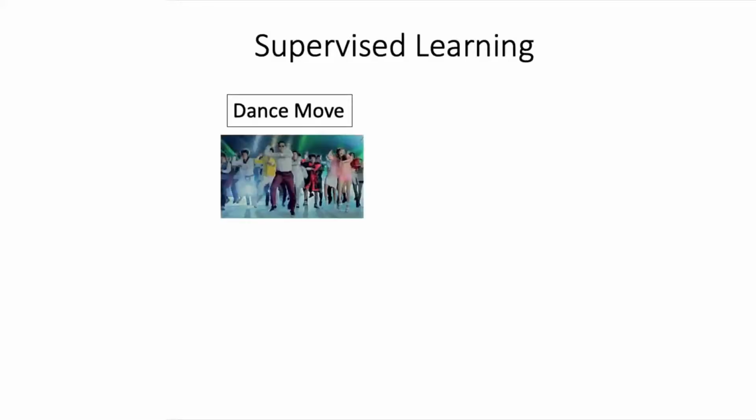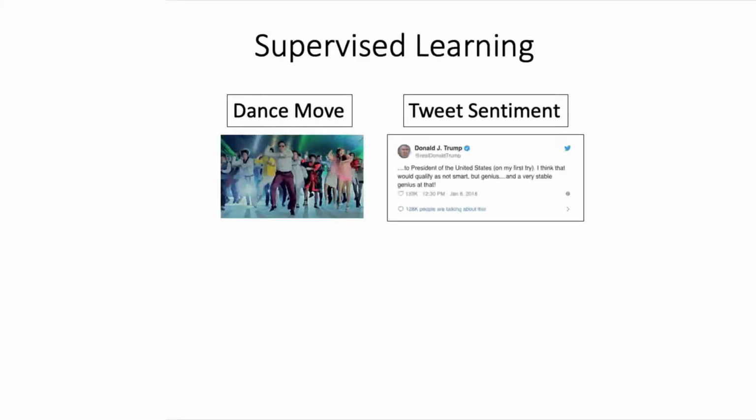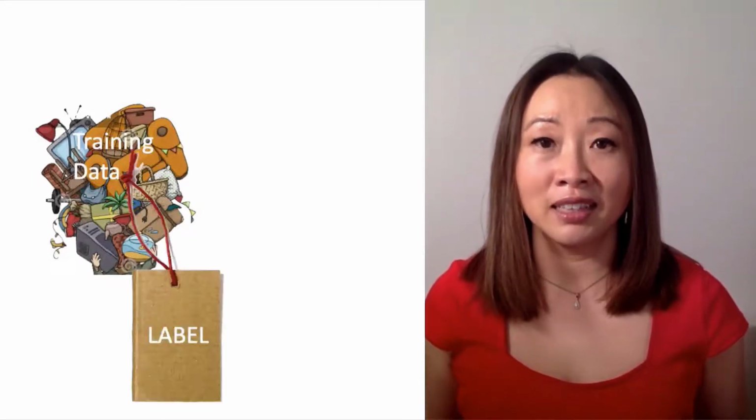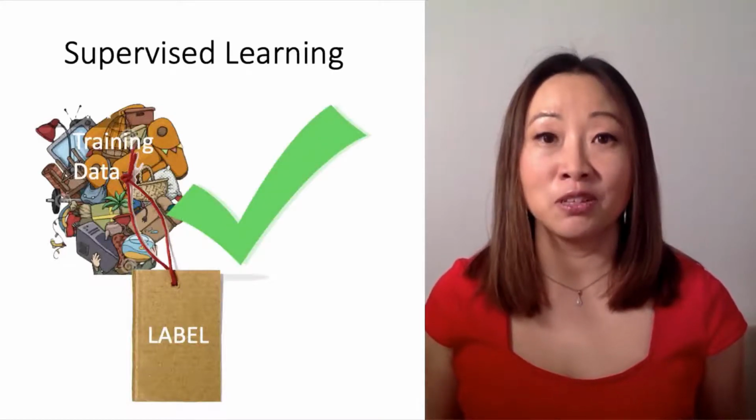So let's say maybe you want to classify dance moves. And so a single data example would be a video stream of dance movements. Or if you wanted to classify tweets, a single data example would be a bunch of words. Or if you wanted to predict what someone's going to purchase next, a single data example could be a sequence of their previous purchases. As long as for your training set, for whatever you define a single data example to be, that every single data example has a label, then you can do supervised learning.